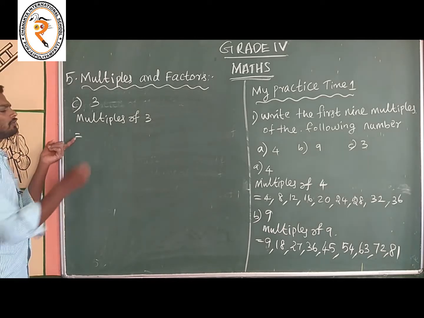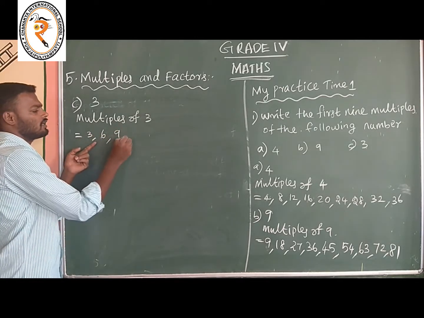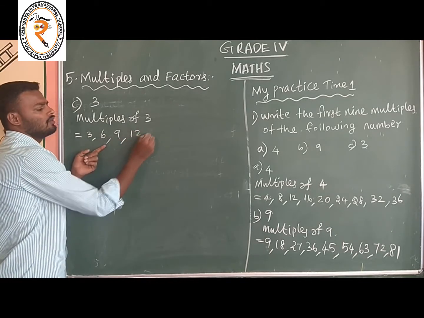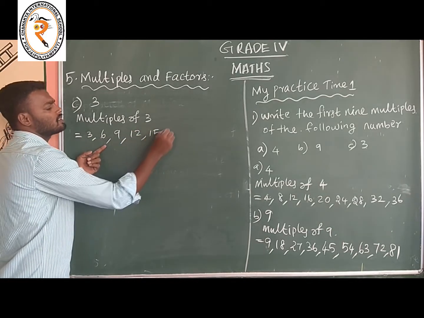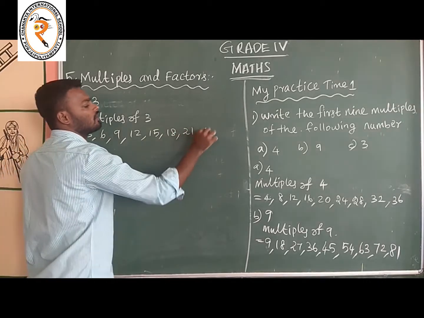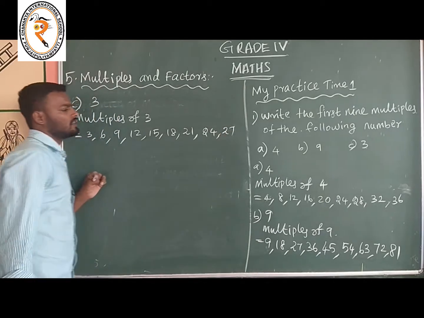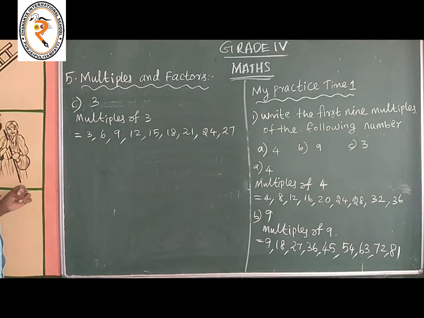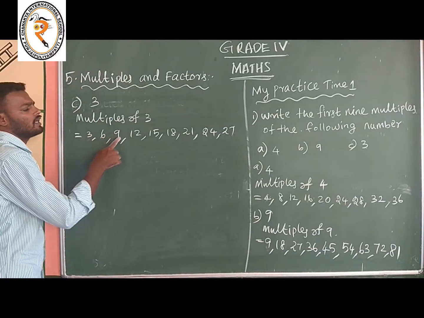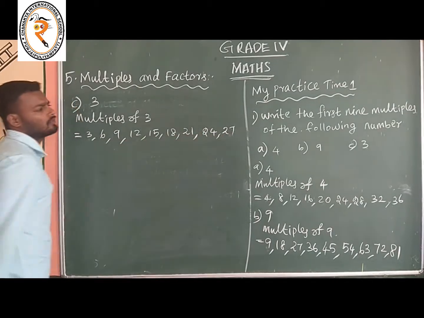In the third table, 1 3 is 3, 2 3s are 6, 3 3s are 9, 4 3s are 12, 5 3s are 15, 6 3s are 18, 7 3s are 21, 8 3s are 24, and 9 3s are 27. We have the first 9 multiples: 3, 6, 9, 12, 15, 18, 21, 24, 27.